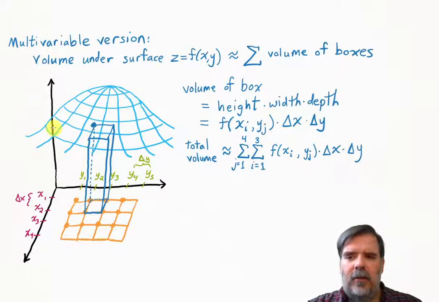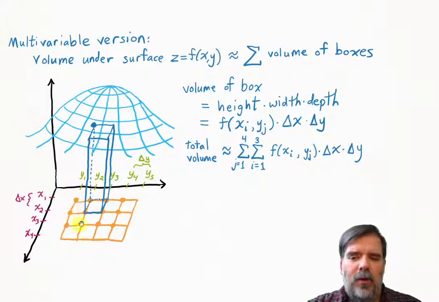So in this example, I'm looking for the volume under this surface, but lying above this grid of 12 boxes. In this case, I'll use the x values x1, x2, and x3. And so the x sub i's will range from 1 to 3, but there's a second summation. For each of those values of x, we must also consider these values of y. So the y values are y1, y2, y3, y4, y5.